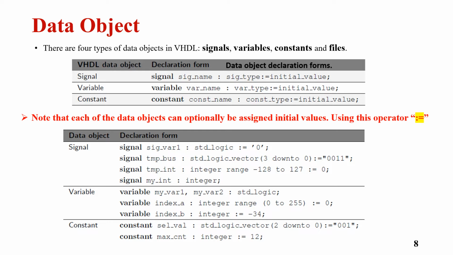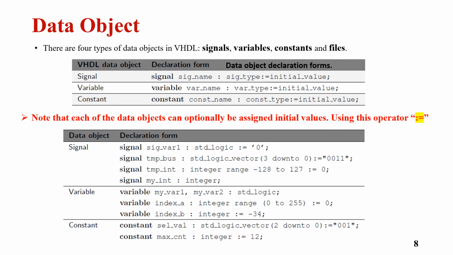And finally, by using the colon and equal symbol together, you determine the initial value.